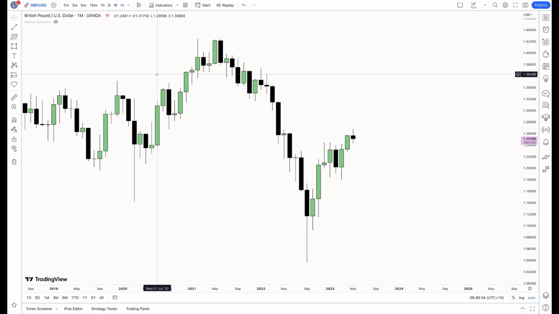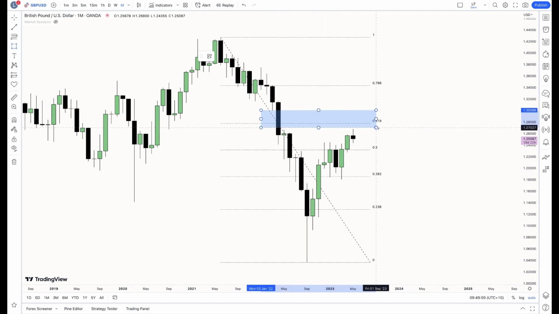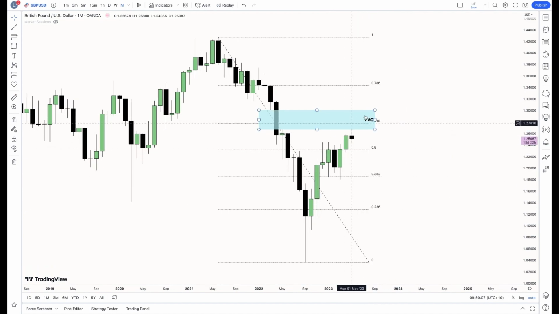Starting off on the monthly chart, you can see price has made a big downward move, and it's on a run up at the moment. I'm expecting price to come up to around this area before heading downwards. If you put on the Fibonacci tool, price has traveled into a premium area past the 50% mark. I also noticed a fair value gap has formed on the monthly time frame, so I'm potentially looking for price to fill this gap before targeting downwards.